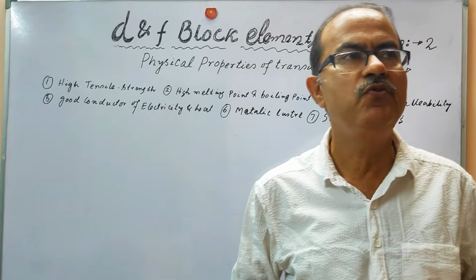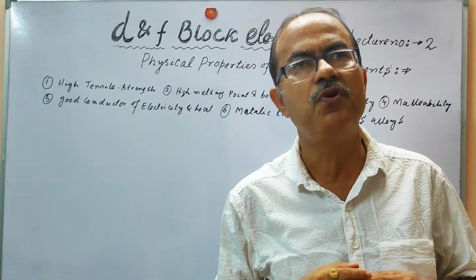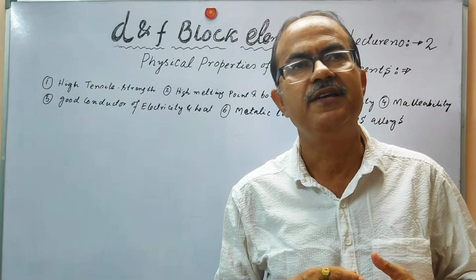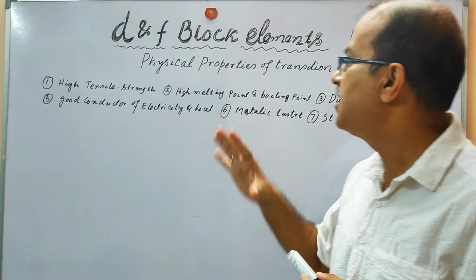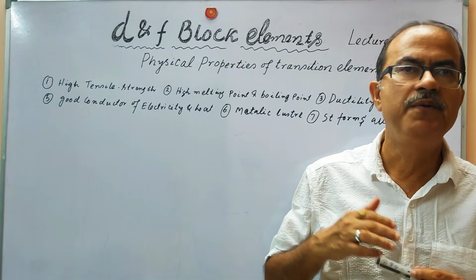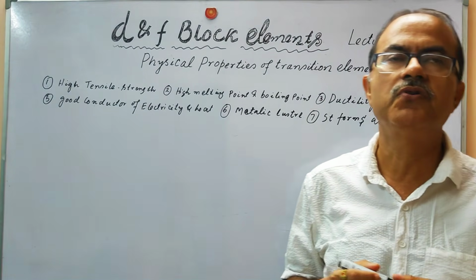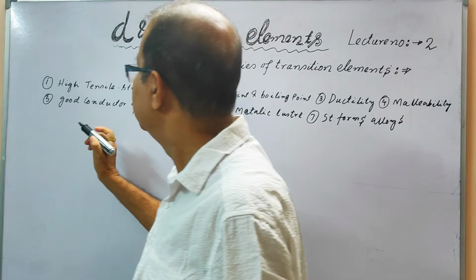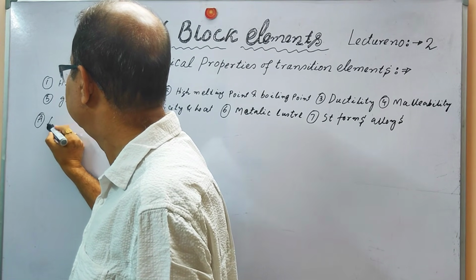You may not find these properties in the last members of the series, that is zinc, cadmium and mercury. So these are the general characteristics, but now we are going to discuss the other very important characteristics, that is the physical properties. First we are going to discuss the atomic radius.